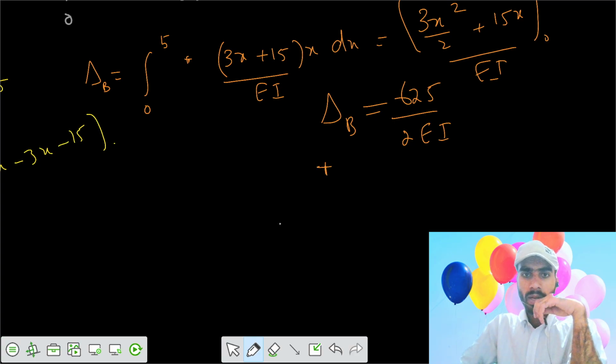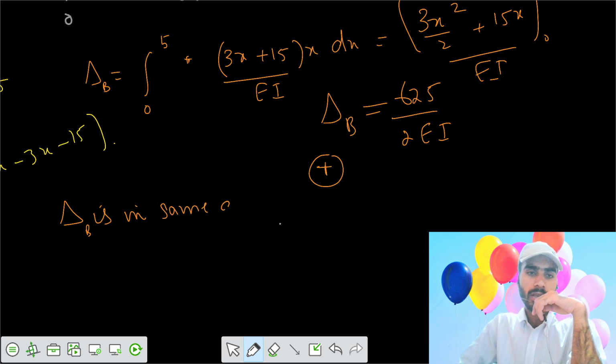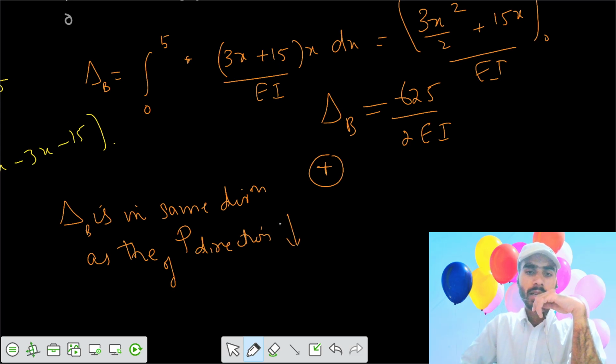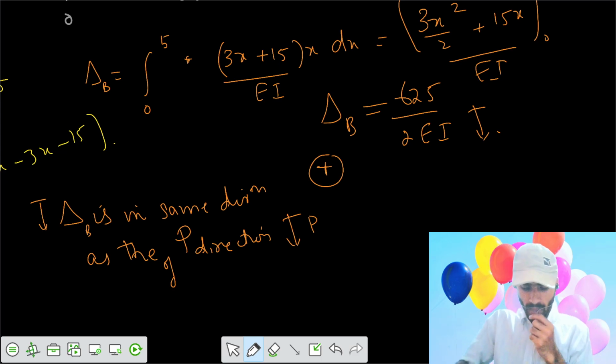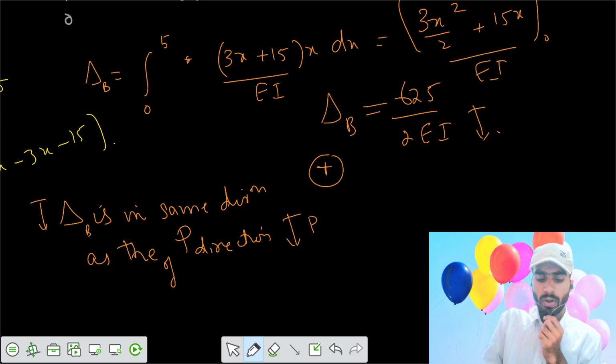A positive value means that the deflection delta b is in the same direction as the load, as the p direction. So we assumed that the load was acting p downwards. Similarly, delta is also acting downwards. So finally we got the delta at b.